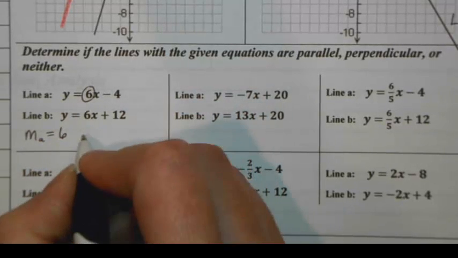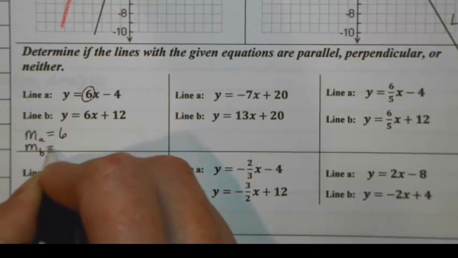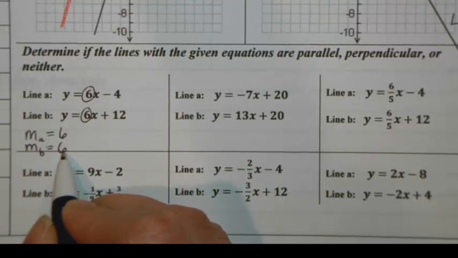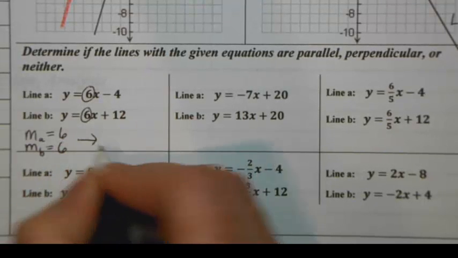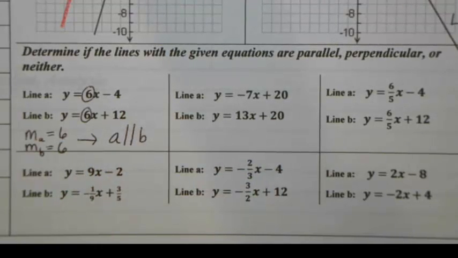Well, what's the slope for line B? Line B's slope is sitting right here also, and it's equal to 6. So if those two lines have the same slope, then our conclusion is that they're parallel lines. So we write our answer as A is parallel to B. Line A is parallel to line B. And it's easy as that.